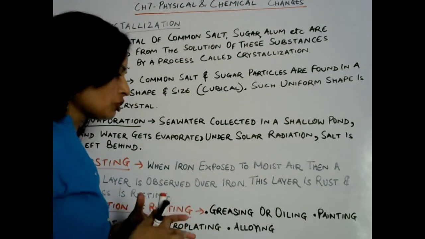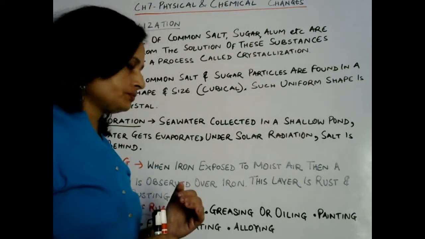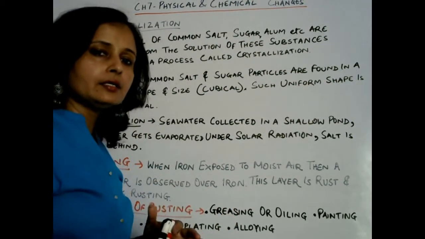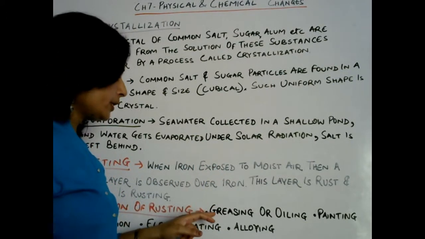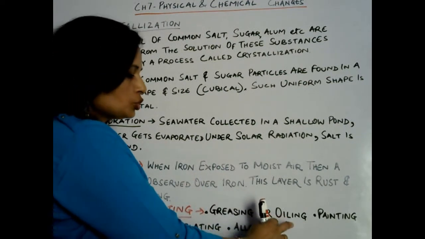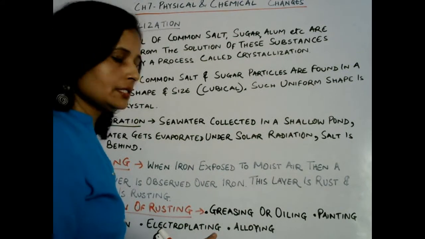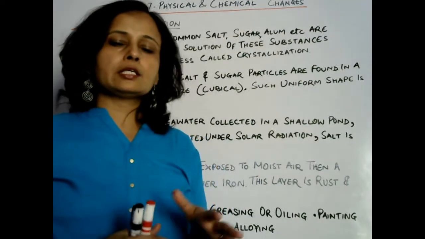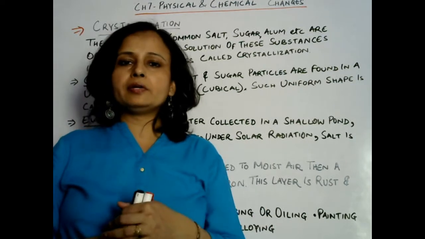If we apply grease or oil over an iron object, it will not react with air or water. Rusting is basically a reaction between iron with air and water. Moisture means oxygen and water. So greasing or oiling will not let iron react with oxygen and water. So greasing and oiling can prevent rusting. Now next is painting. If we paint the iron object, then again there is disconnection between the moisture and iron, so it will also prevent rusting.